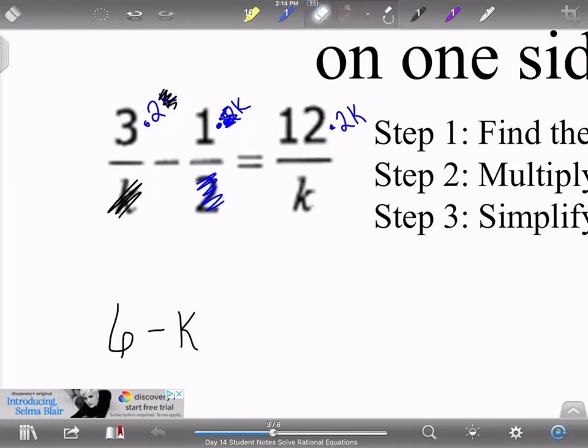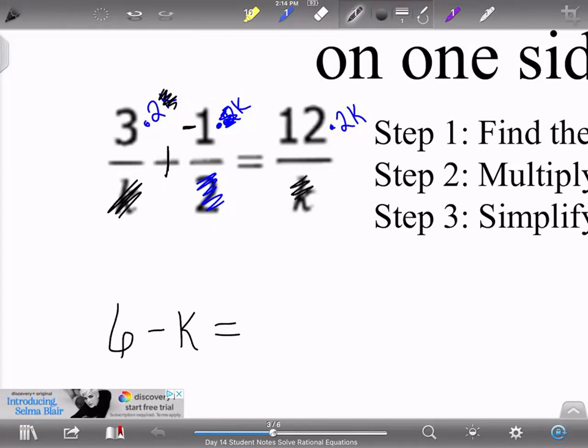A lot of times I'll have my students take this negative right here and move it up top to that 1, just so it doesn't get lost. Then I'm going to bring my equal sign down. And I'm going to look at the last fraction. I have 12 times 2K divided by K.